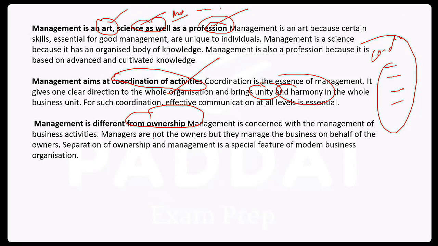Management is different from ownership. Very important. This is your PYQ. Why is ownership different from management? Because management only deals with managing the activities of business. They do not own. Being a manager doesn't mean you are an owner of the company. You are just managing the activities. You are not the owner of those processes. You are not the owner of the machine. If it is provided to you, you are a manager, right? So there is a separation of ownership and management, and it is the main feature of modern business organization, that if you are a manager, it doesn't mean you are the owner, right? Your ownership is separate, your management is separate.